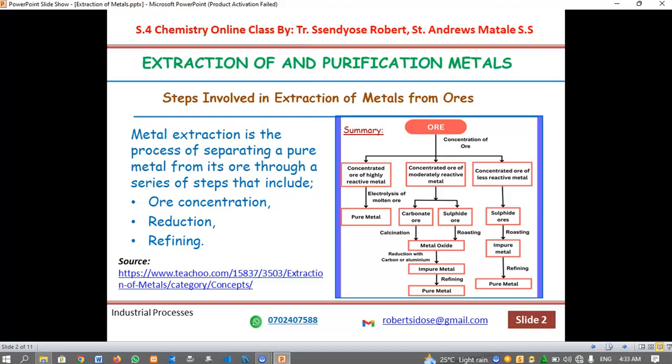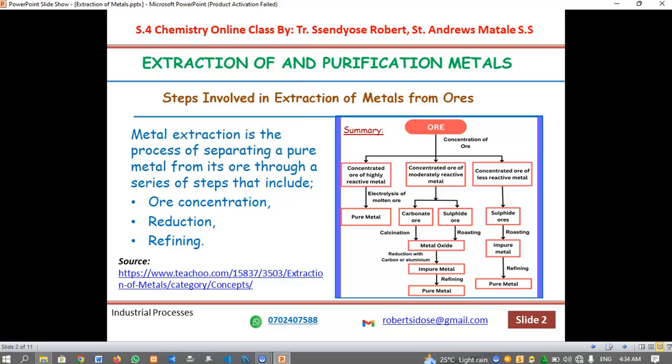When we are considering the steps involved in extraction of metals from ores, we need to know the reactivity of the elements on the reactivity series. Elements react differently and are represented on the reactivity series. The reactivity series helps us to know more about the way our metals react. So in these steps we are considering the reactivity of the elements.